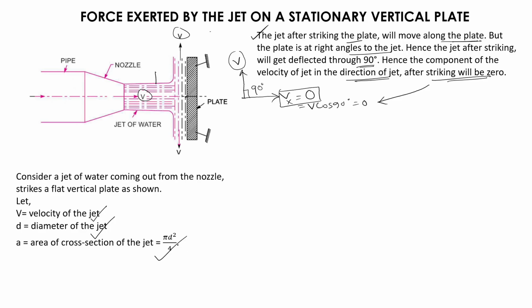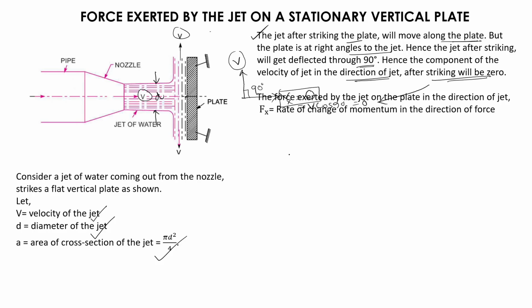You can see that this is going to be the diameter. Now we are more interested in finding out the rate of change of momentum in the direction of the force, which is Fx. So first I will show you the calculation. Fx is basically, I showed you earlier, m over dt into dv. So dv basically means initial velocity minus final velocity.